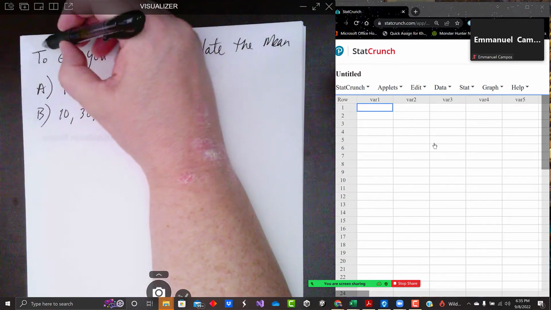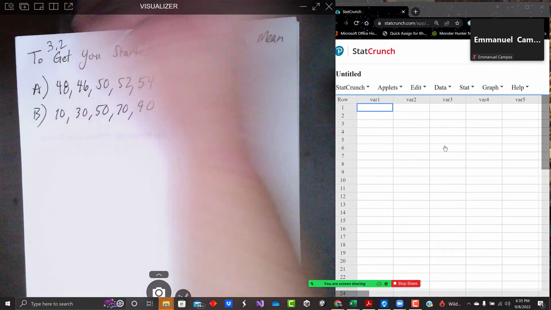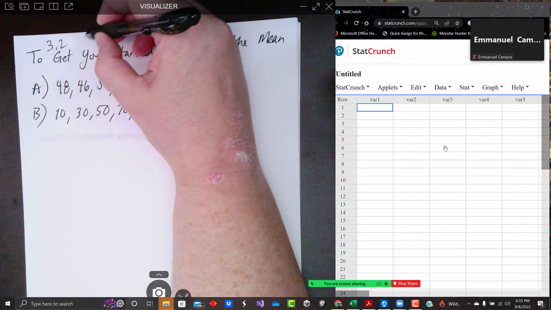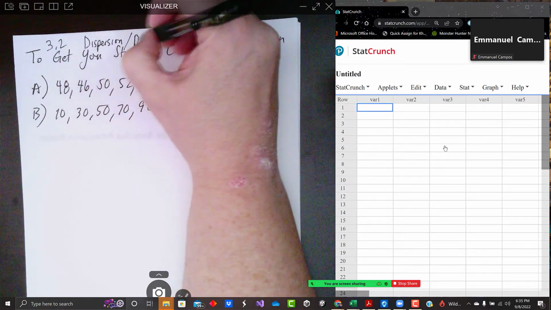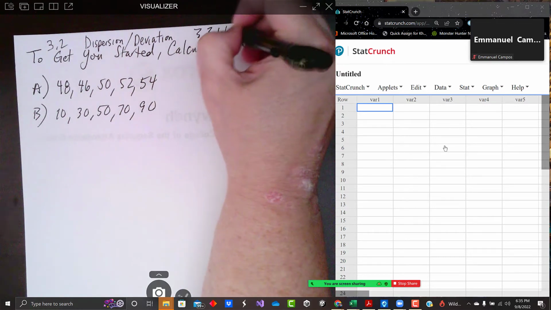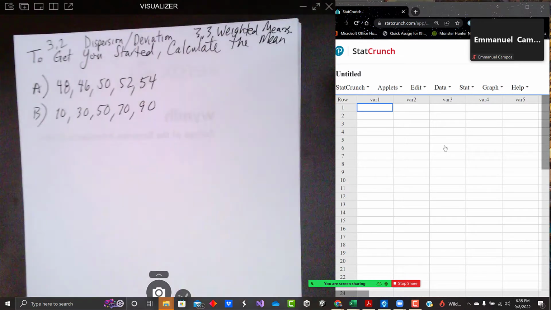In this section, we're doing sections 3.2 and 3.3. These are on other measures of central tendency. Today is dispersion and deviation, and weighted means would be 3.3. For those of you watching on YouTube, it's fall of 2022. This is Math 21, Introduction to Statistics at College of the Sequoias.